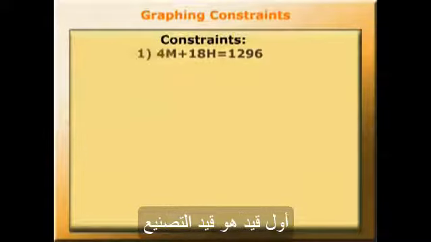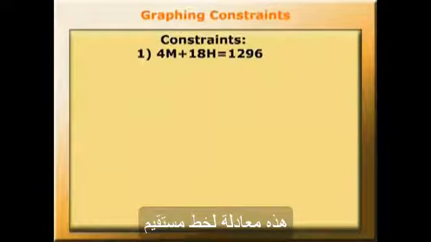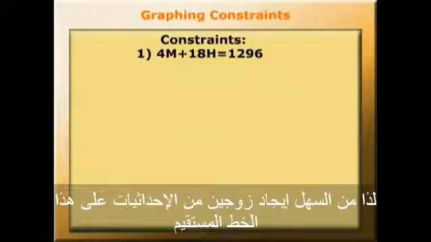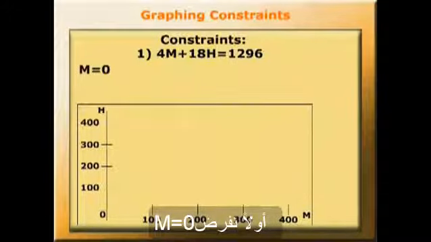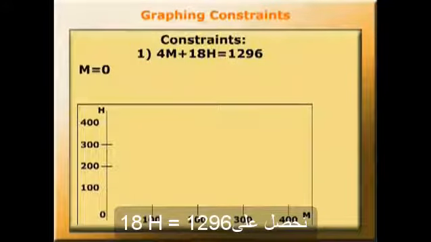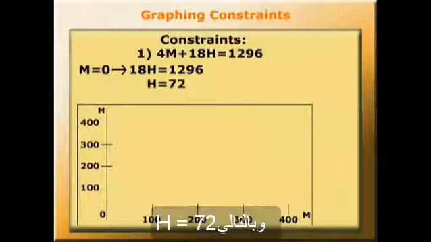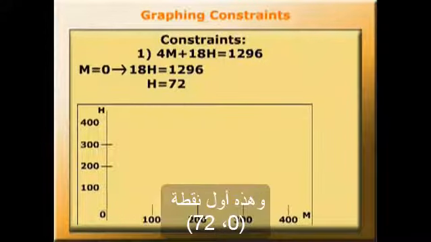The first constraint is the labour constraint. Now this is an equation of a straight line, so we can find 2 pairs of coordinates. So if we set M equal to 0, we get 18H equals 1296. So H is 72. So that's one point on the diagram: M equals 0, H equals 72.